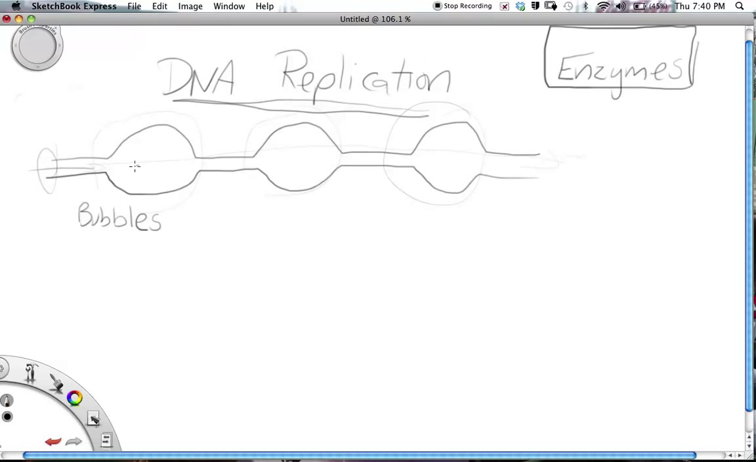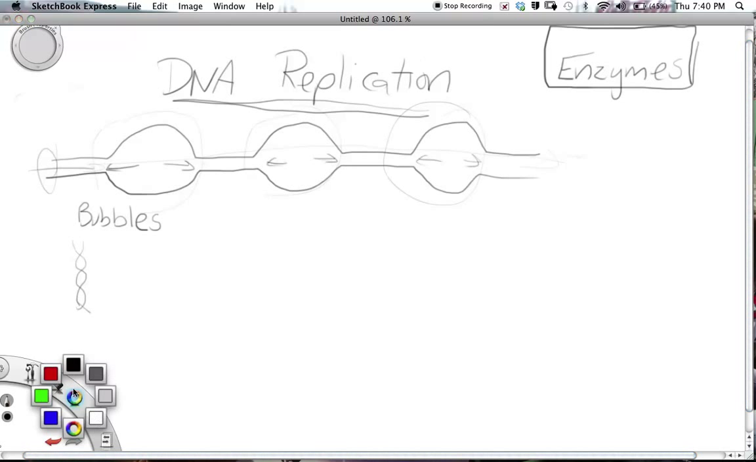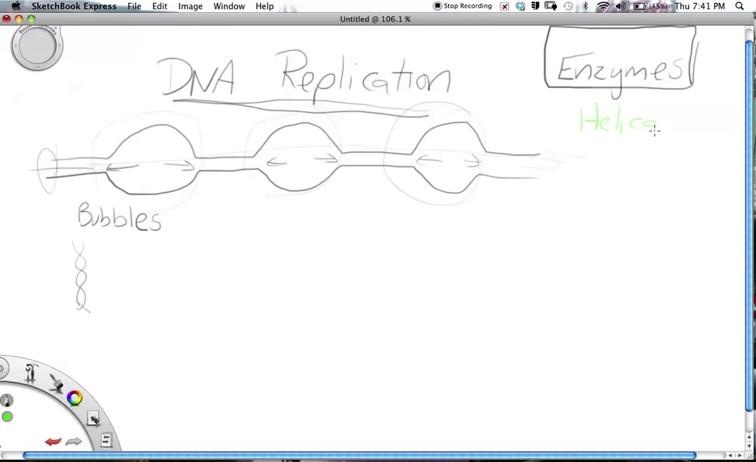And at each one of these sites, it's occurring in that direction, and that direction, and that direction, and that direction, that direction, and that direction. So therefore, it can occur much faster. Now, to start off with, the first enzyme that DNA deals with, your lovely double-stranded molecule like this, is an enzyme known as helicase. Helicase is an enzyme that breaks the bonds between the nitrogen bases. So there would be a helicase here, here, here, here, here, and here.